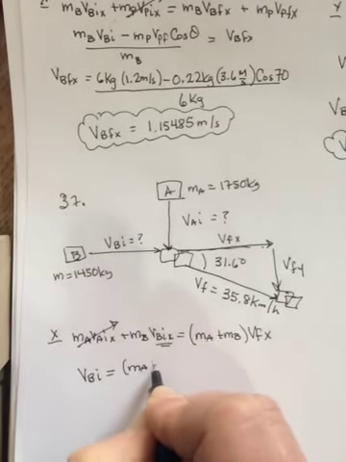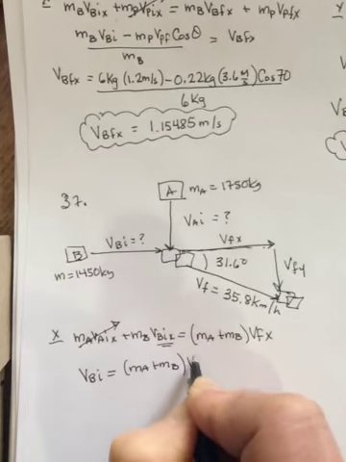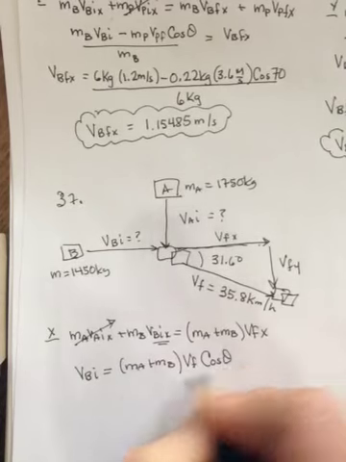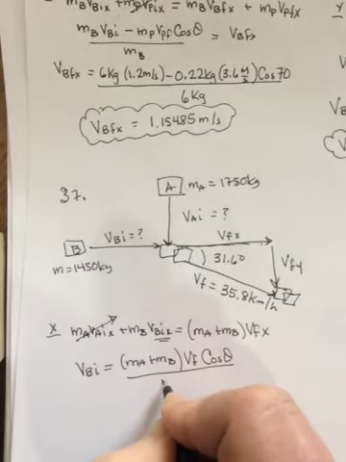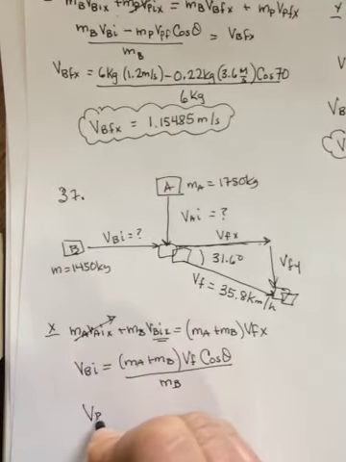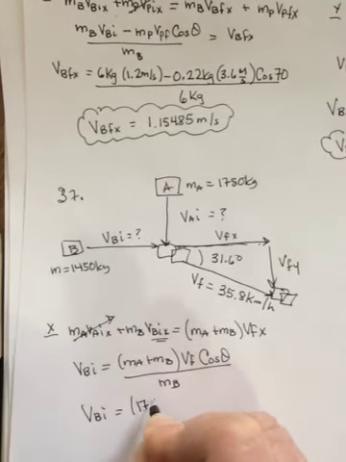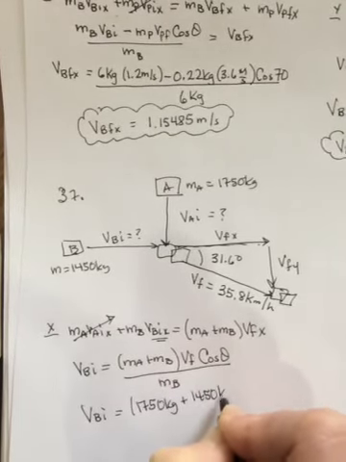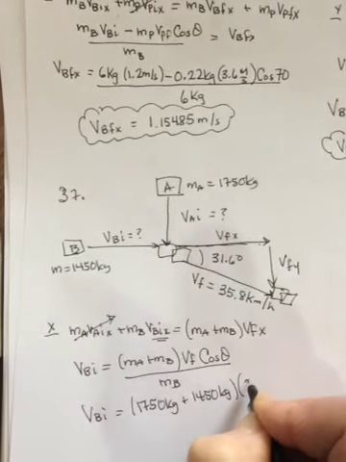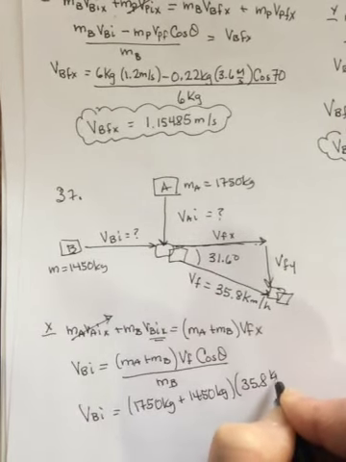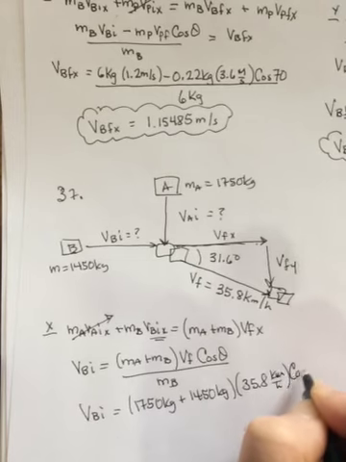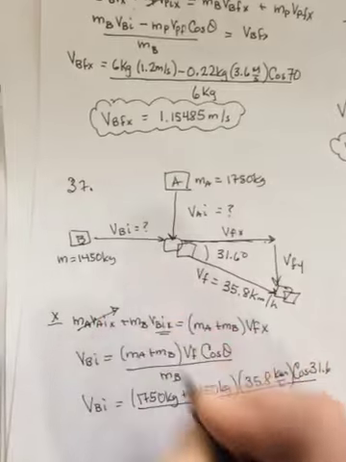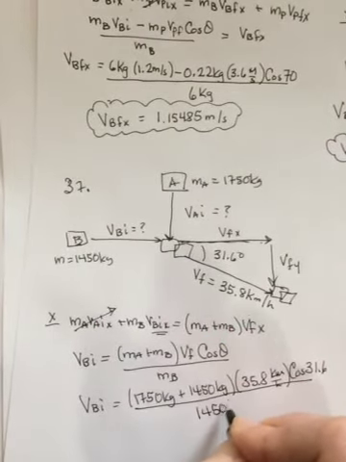So it'll be MA plus MB, VF, and the x component is the adjacent side, so it's cos theta, divided by MB. So VBI is equal to 1750 kilograms plus 1450 kilograms. And the velocity was 35.8 kilometers per hour times the cos of 31.6, and then divide by the mass of B, which was 1450.